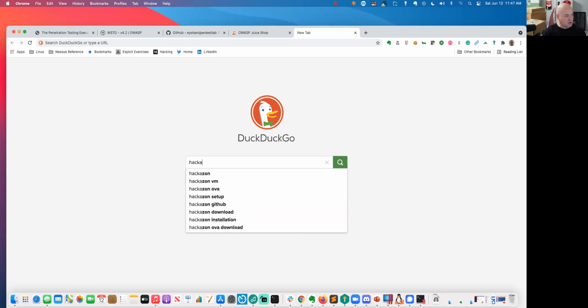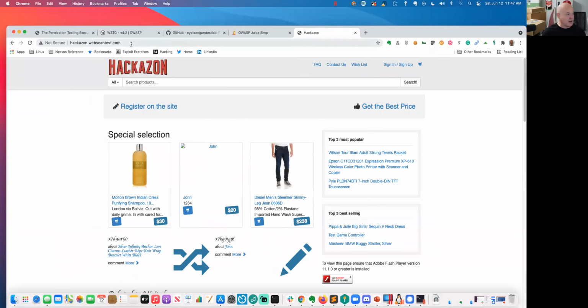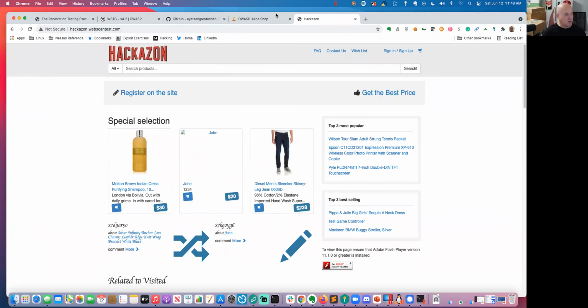it's more educational. Some of the other ones, like Pentester Lab, are good, but the more you know going into it, the more you get out of it. This Hackathon is one of the ones I have my students do a pen test on. It looks like an online e-commerce site.